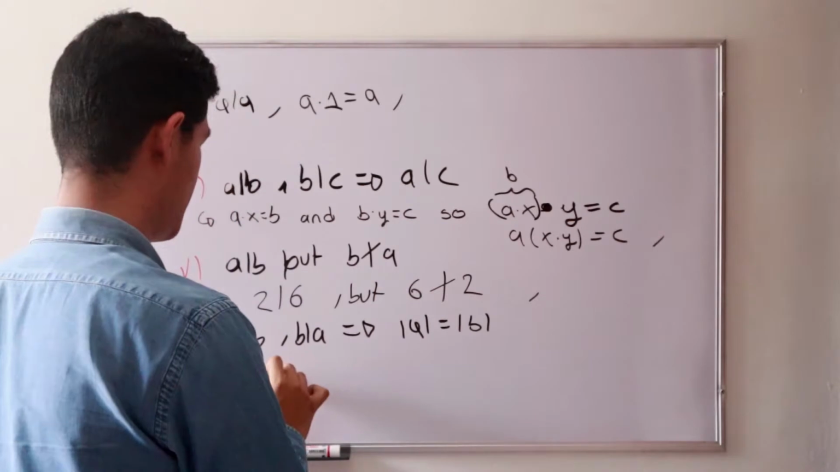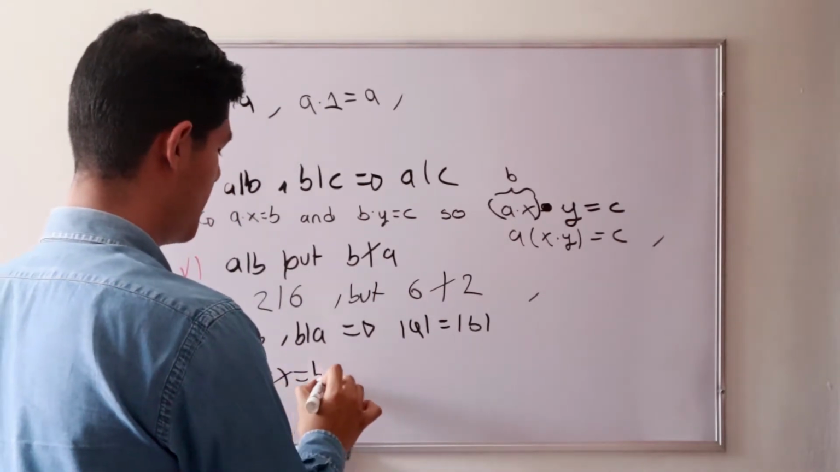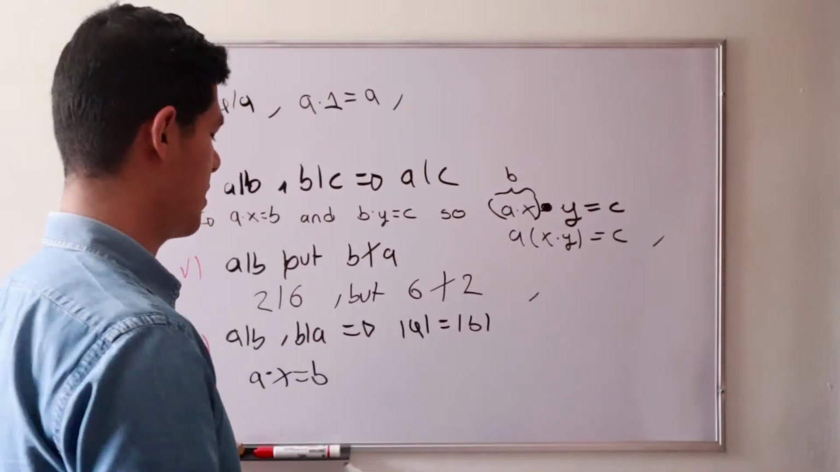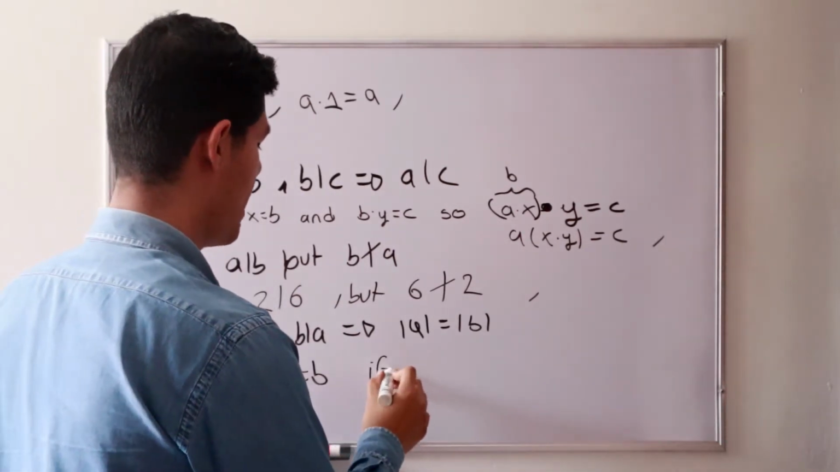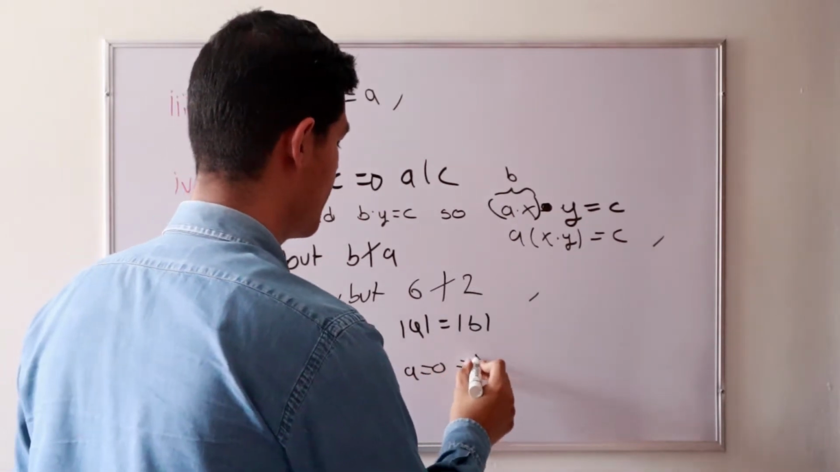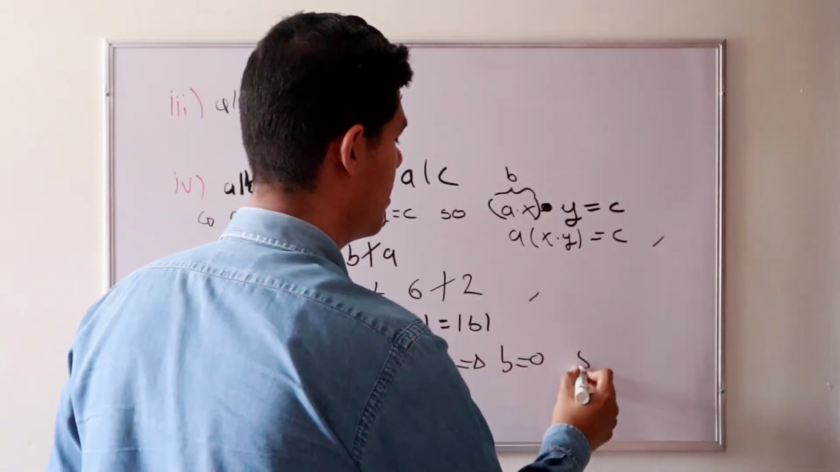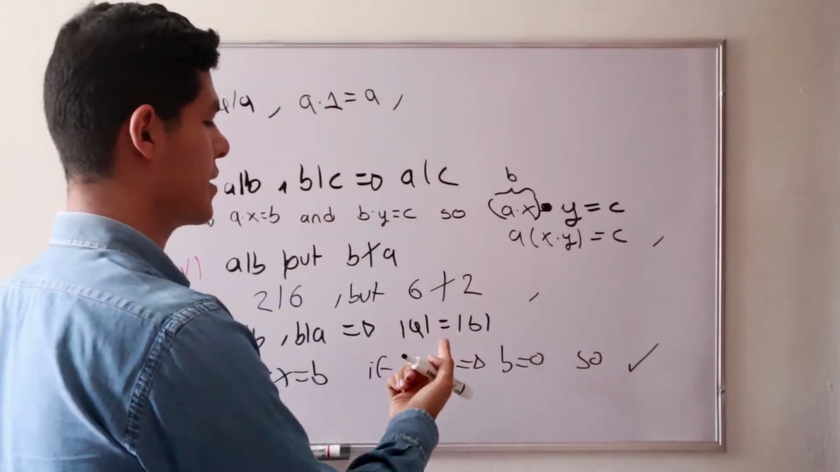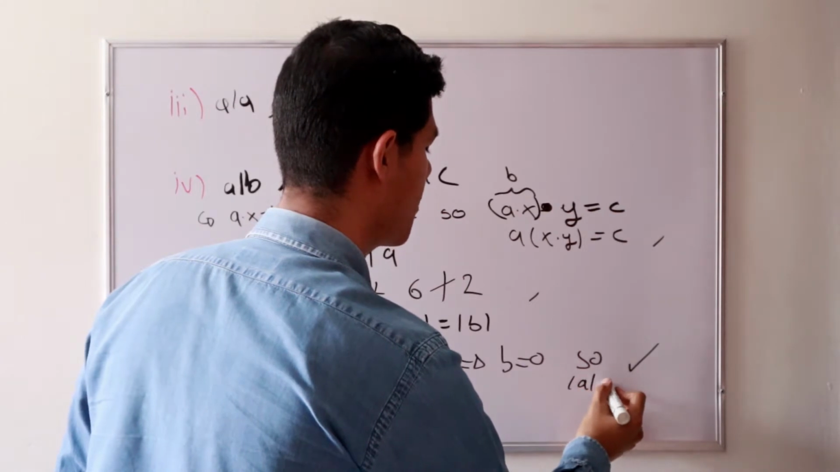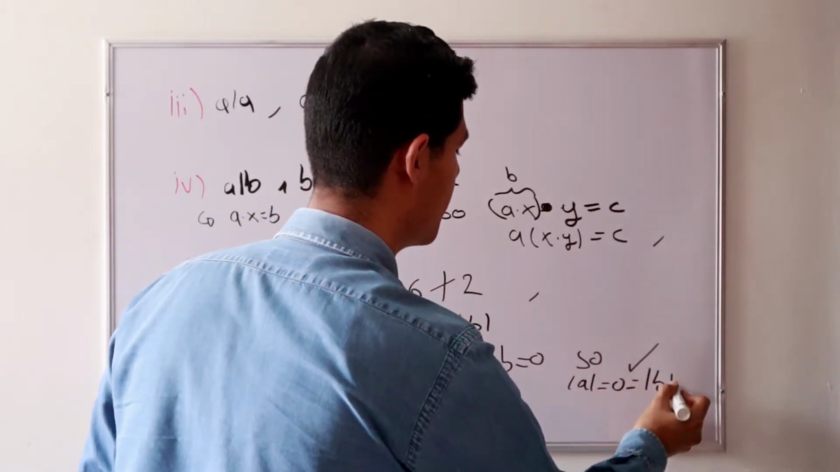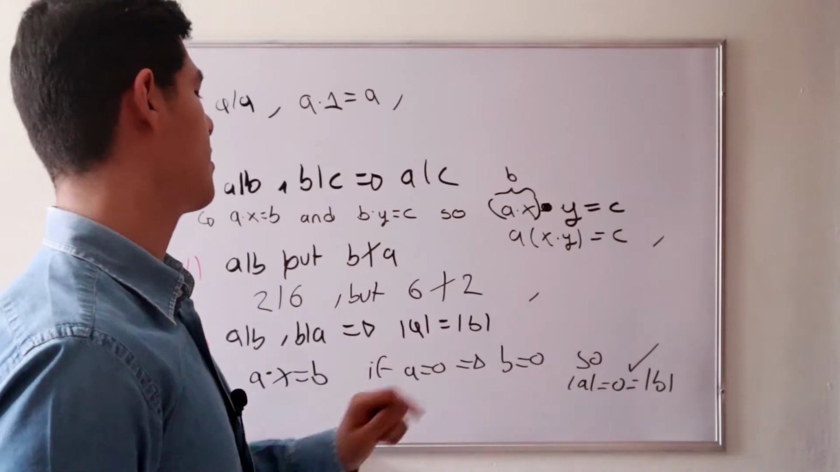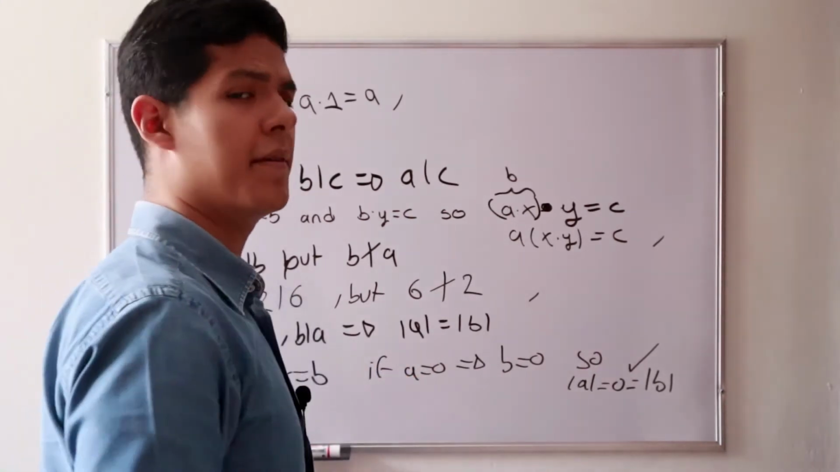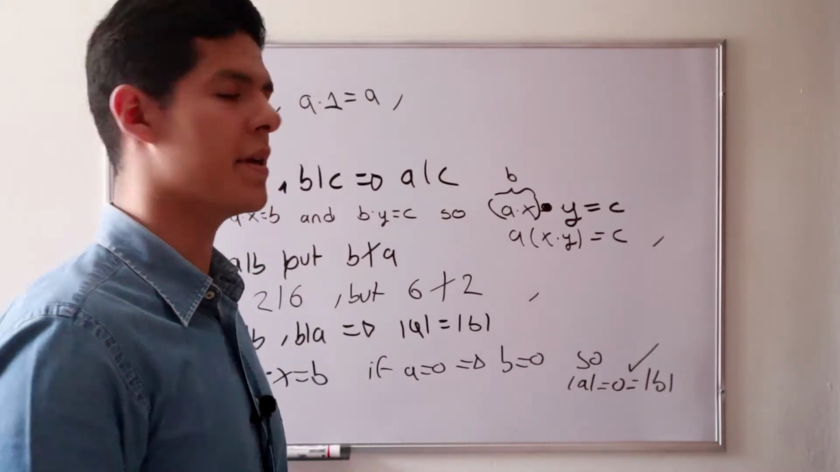are equal. A times X equals B. And what happens if A equals 0? If A is 0, then B is 0. So their absolute values are equal. So this is correct, because the absolute value of A equals 0 equals the absolute value of B. So this is what happens if A is equal to 0. If it isn't 0, what happens?